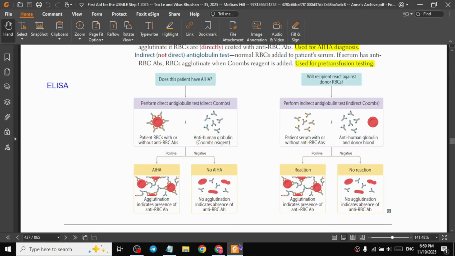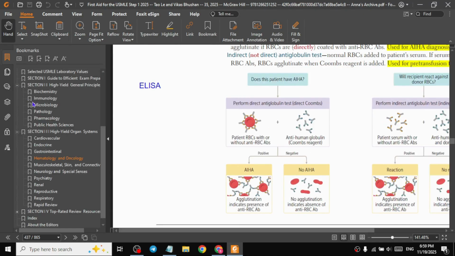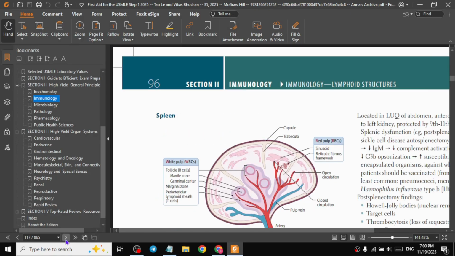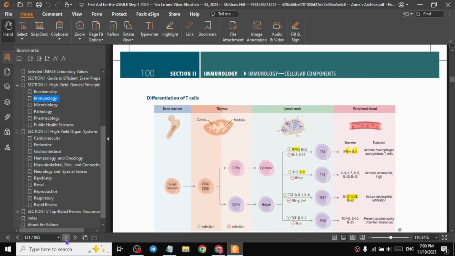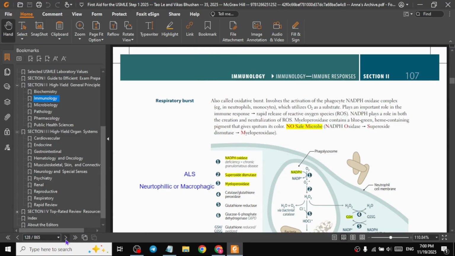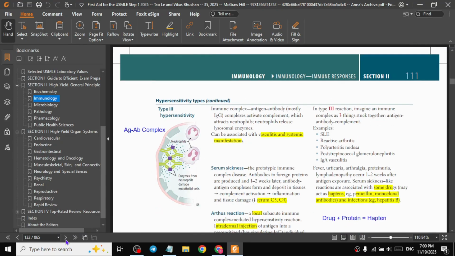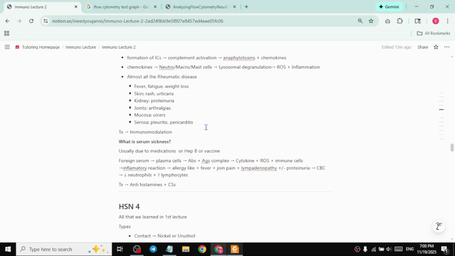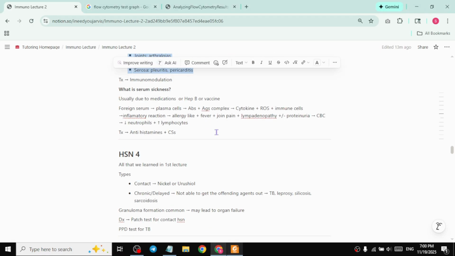Okay. Now, it's best to go to the hypersensitivity section there, just so we're not missing anything. Yeah. Now, what we're going to discuss first is serum sickness. Okay, we have to discuss serum sickness. Now, understand what serum sickness is.